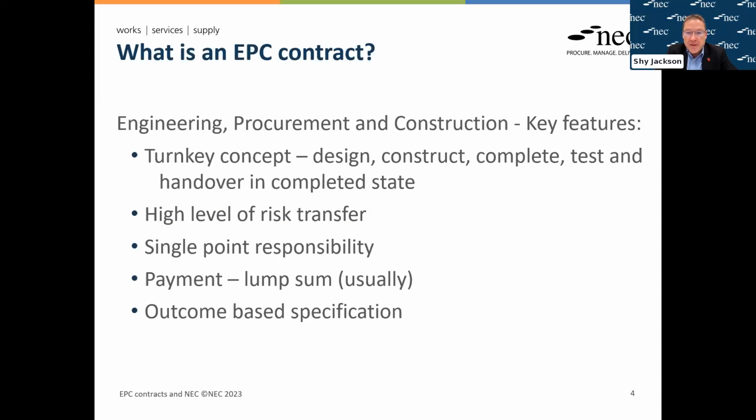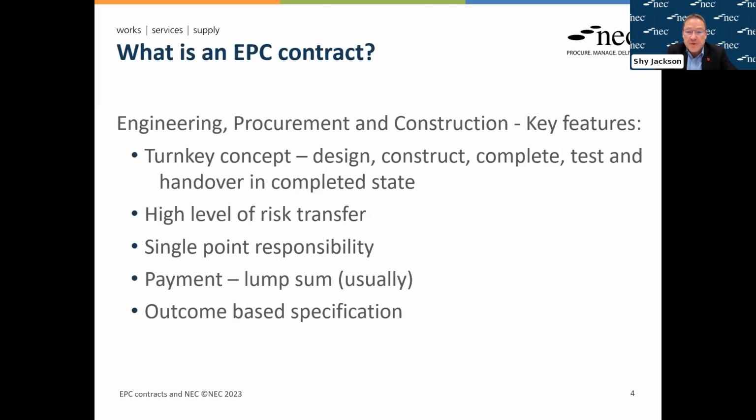In terms of single point responsibility, this is very similar to design and build. It gives the client the ability to raise all the issues against the contractor, who is solely responsible for the works. Payment is always an important part of any project, and almost always what we see is a fixed fee. To a large extent, this is driven by the fact that many EPC contracts are part of a larger project finance transaction. When funders are involved, they want as much certainty as possible, which is why they usually require a fixed fee as well as a complete risk transfer.